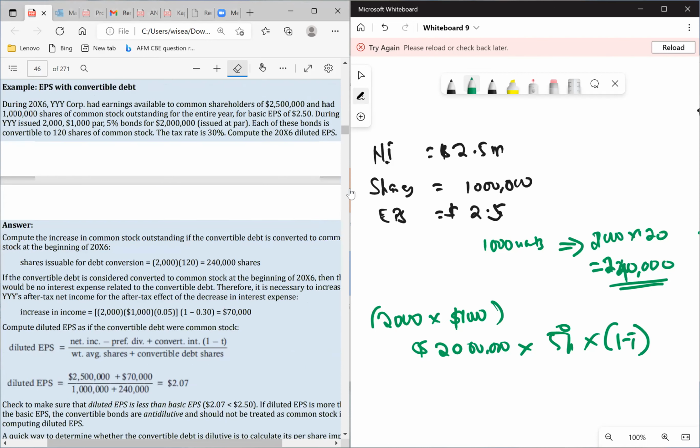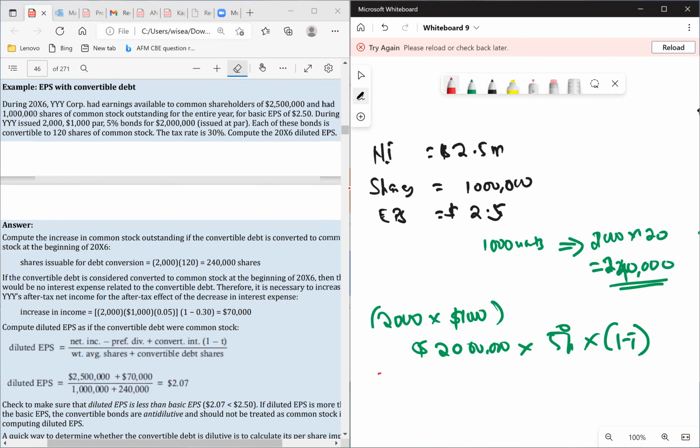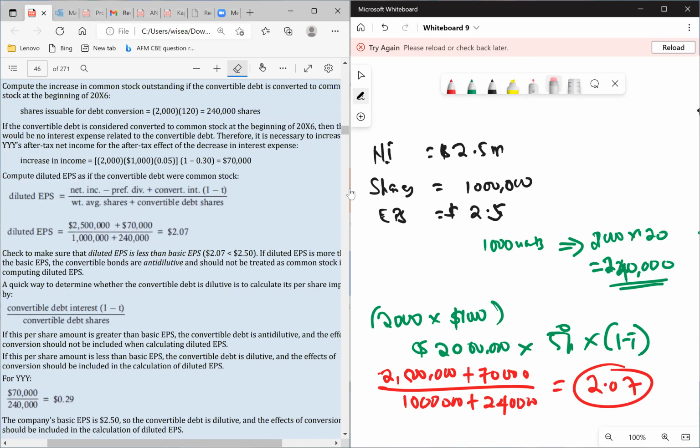So we now have $2,500,000 plus 70,000, all divided by 1 million shares plus additional 240,000 shares to give us the diluted earnings per share of 2.07, which is lower than the basic earnings per share. So it means that this convertible loan note is what? Dilutive. It's not anti-dilutive. So there's a way to help us to determine if the instrument is anti-dilutive or not.